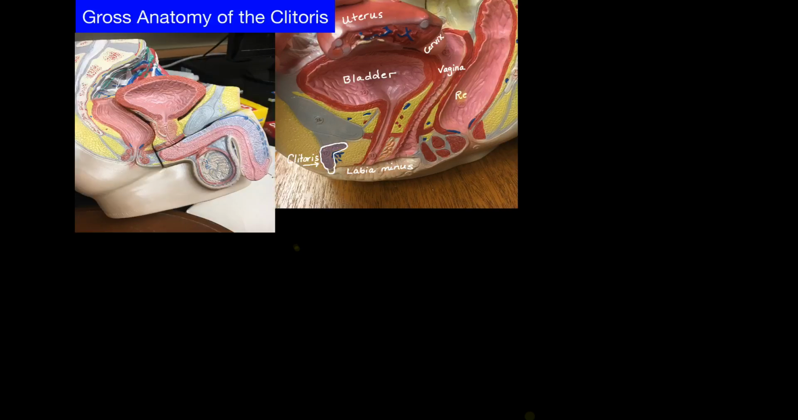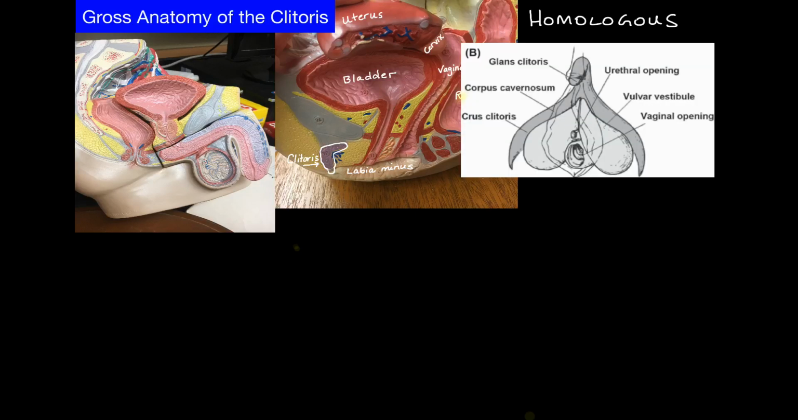And that's because we look at the male torso model. This structure is homologous to the penis, right? So here's our homologous term again. So remember, this just means that during development, there are structures derived from the same tissue types. And this is the case for the clitoris and the penis. So this is what a clitoris looks like.